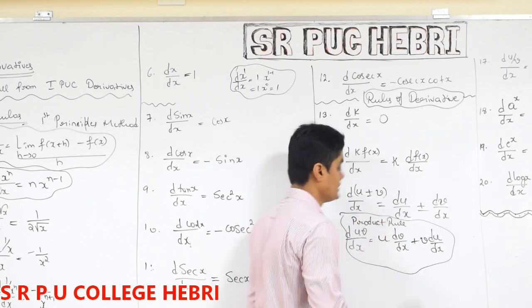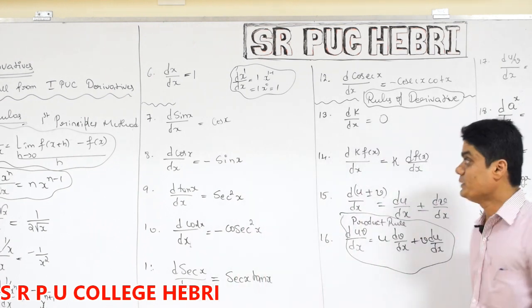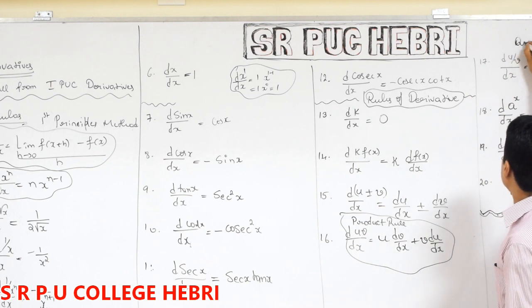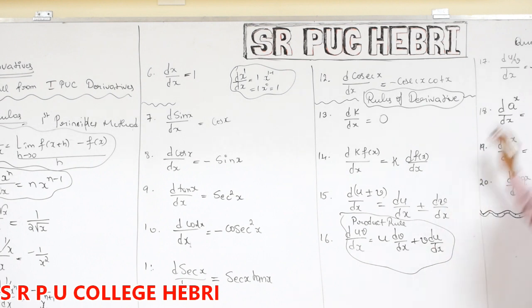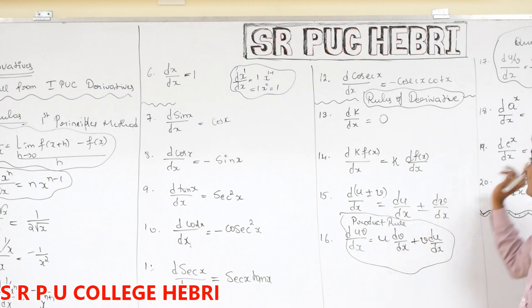Remember this. Next one, u by v, quotient. So it is called quotient rule. So write down once, then I will write. What is the formula? v square, v into du by dx minus u into dv by dx. So this is known as quotient rule, a very important formula. Remember that, product rule and quotient rule.